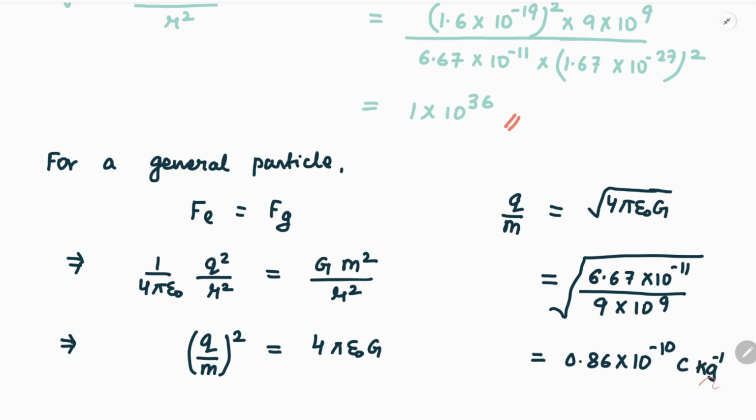So this is the answer for the value when the forces balance each other, when the general particles interact with each other. So these were the three aspects that the problem was asking us to calculate: the value of Fe by Fg in case of electron, then again for proton, and then for a general particle the value of the charge mass ratio when the two forces of interaction balance each other.